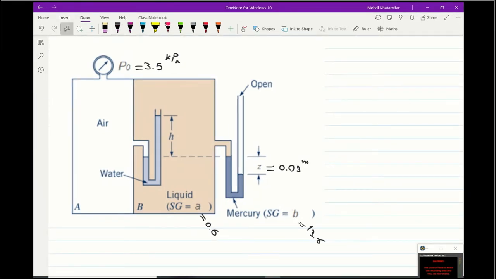Okay, now I gave you all the knowns. This A is 0.6, B is mercury, 13.6. The pressure at the air side is given. Some liquid we have here, mercury there, and it's open. Find H. Same steps. Simplify it. Write down the pressure balance. The only unknown is going to be H.